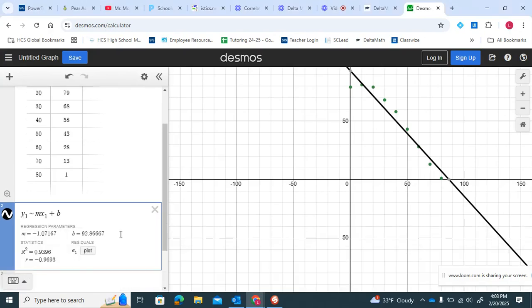So you have a bunch of stuff here. First, it plots the line of best fit. It actually gives you the y-intercept, which is b, and it gives you the slope. It also gives you the correlation coefficient.